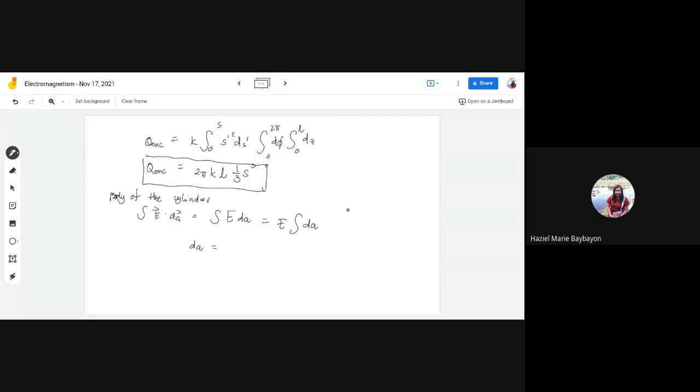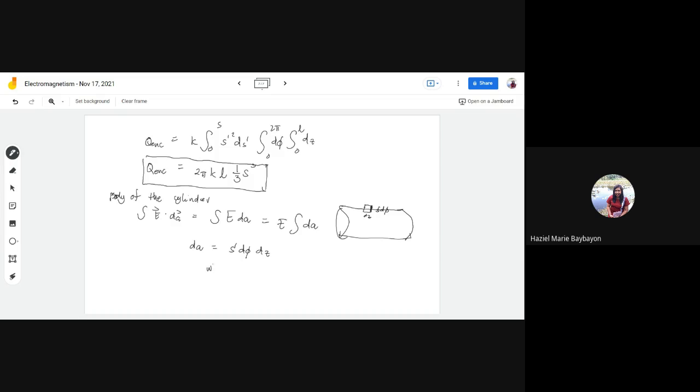So if I take, for example, this is our Gaussian cylinder. If I take a small surface on the body, what is its dimension? This one is dz. This one has length S d phi, S prime d phi. So our dA is equal to S prime d phi dz.